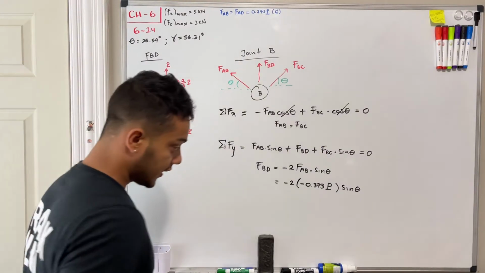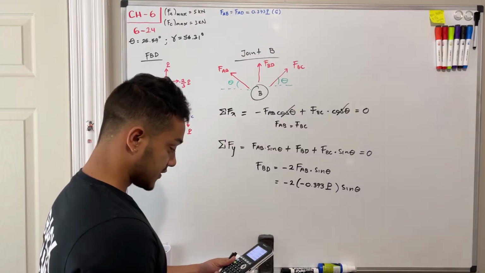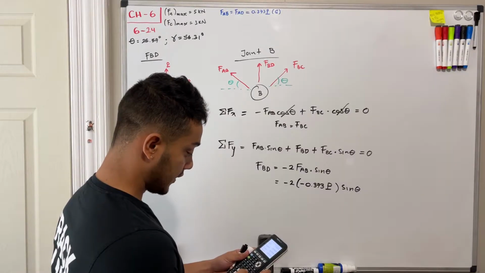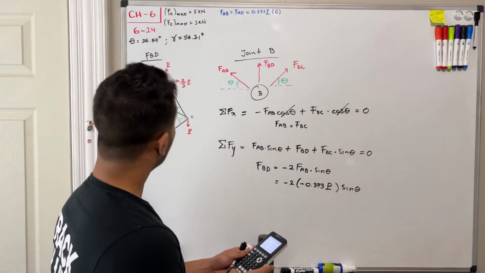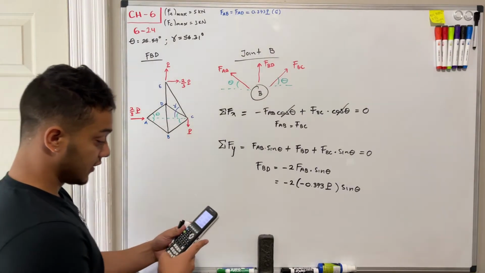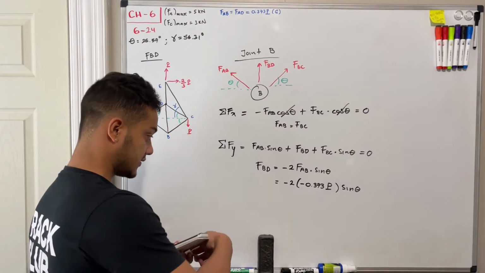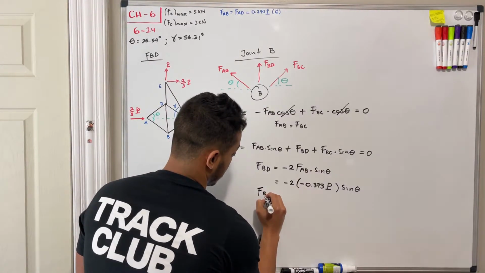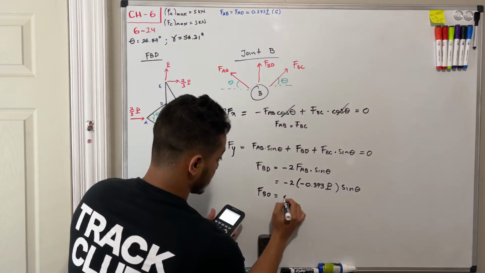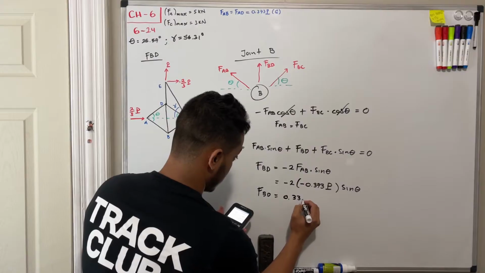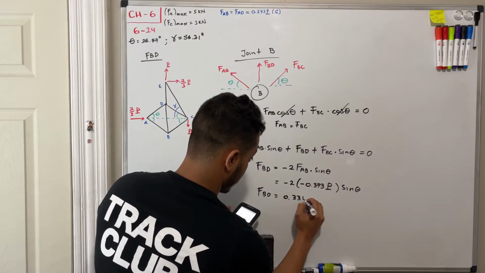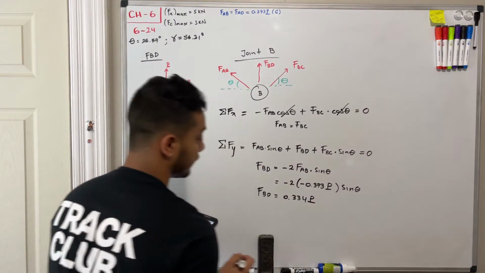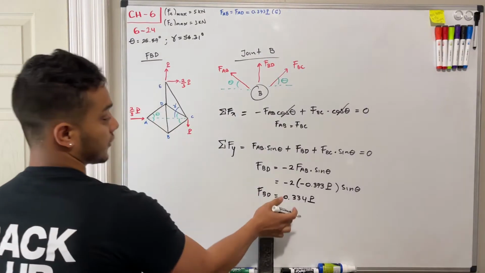We're going to take our calculator and plug in our numbers. Negative 2 multiplied by negative 0.373 multiplied by the sine of 26.57, and we will find out that my force FBD will be equal to 0.334. I'm going to put our answers to 3 significant figures, and this one is in tension because we got it positive.